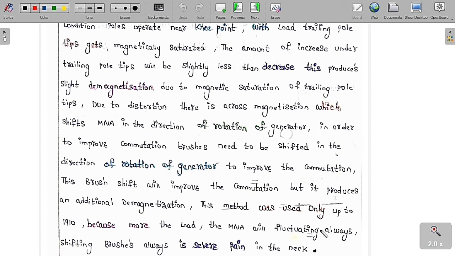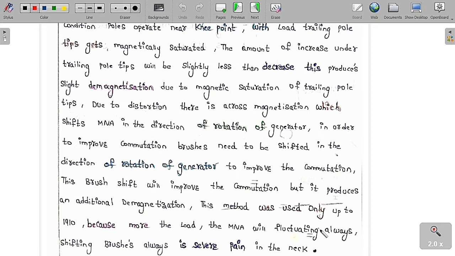So whenever the load increases, the MNA is going to shift its axis. So you always have to shift the brushes in the direction of the MNA. This was done only up to 1910. After that they used other methods to make it much easier. Whenever the load changes, the MNA shifts, so doing the process of shifting is a very severe pain in the neck.